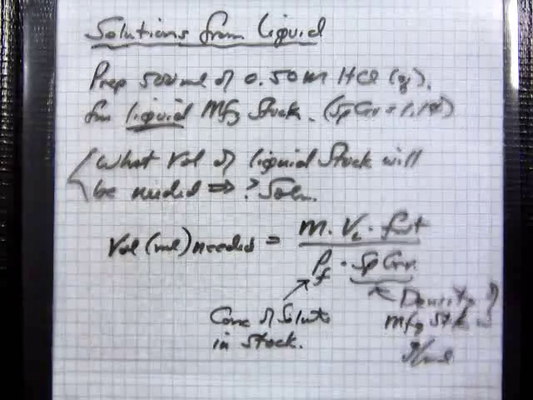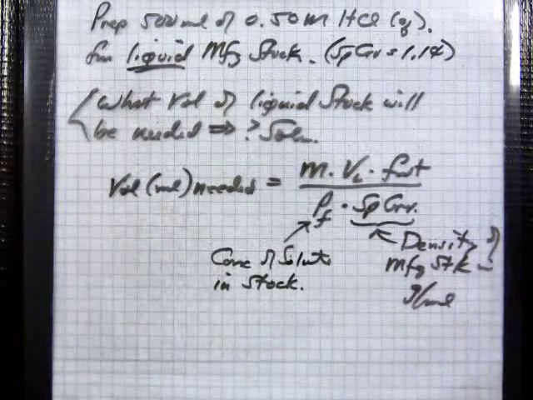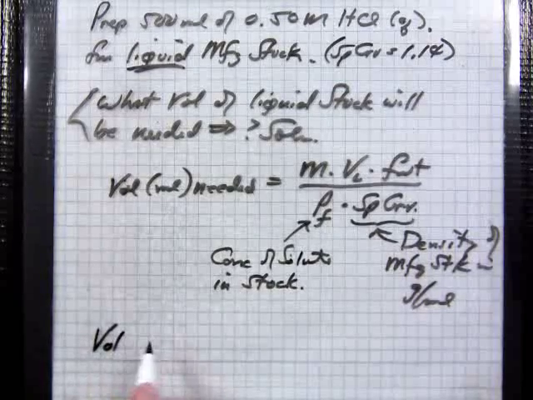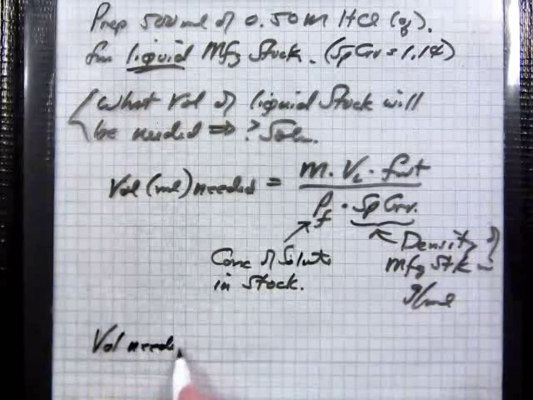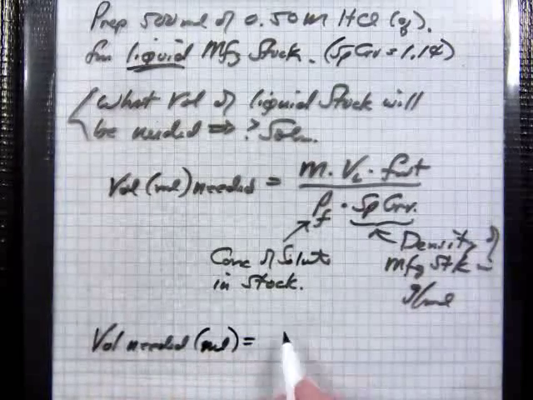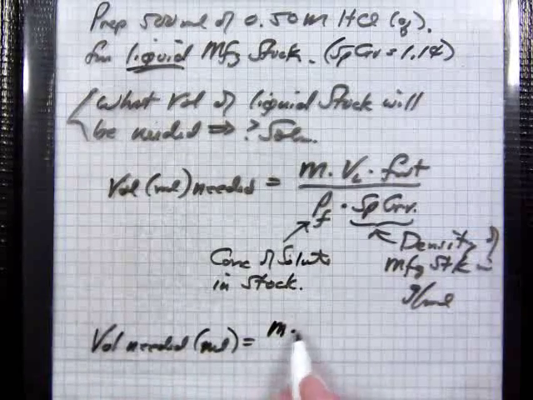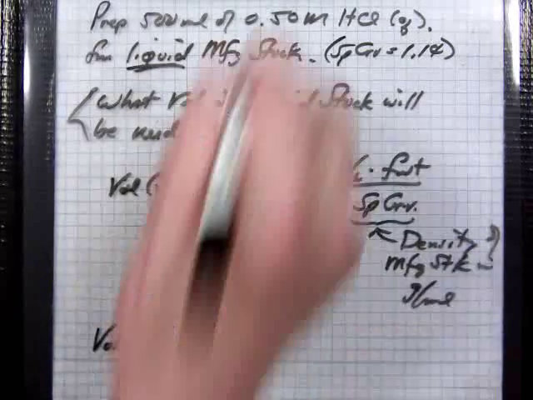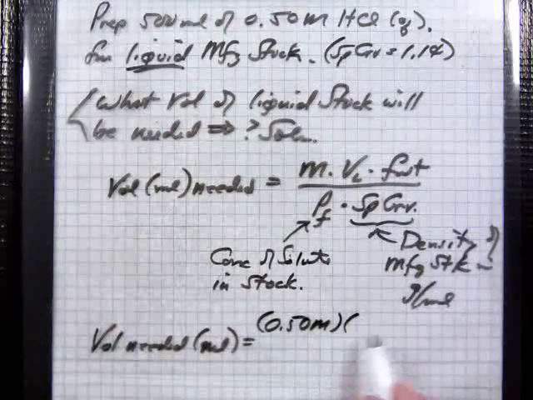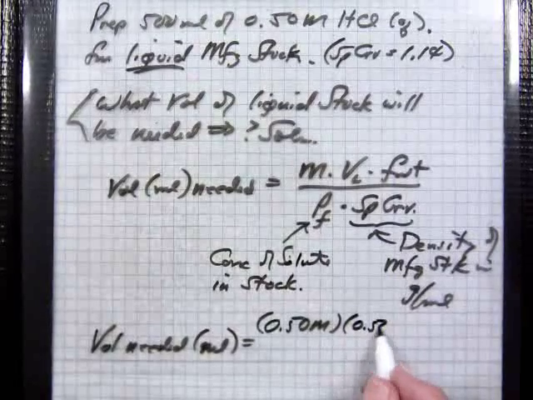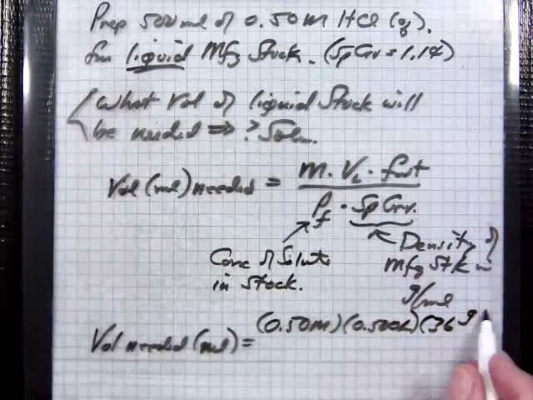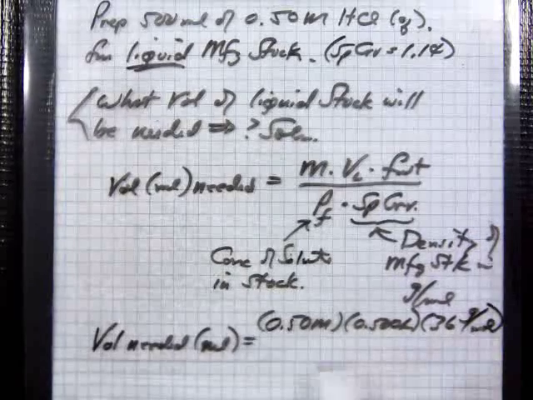Okay, so you're going to prepare 500 mils of this. Volume needed in milliliters, not grams, is molarity times volume. Let me go ahead and write the molarity in there. We want a 0.50 molar, and we want 0.500 liters. 36 grams per mole is the formula weight.